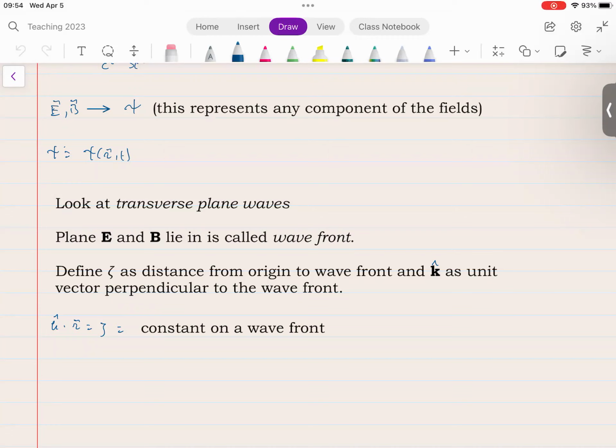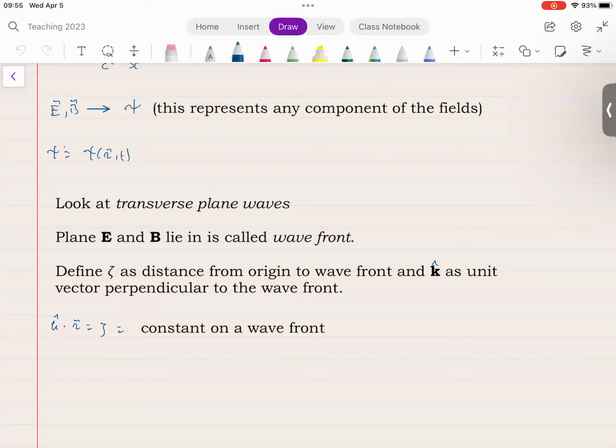And then I can also get the direction cosines of the unit vector k hat from my Cartesian coordinate system as k hat dot x hat, k hat dot y hat, and so on. Now, the vectors E and B are constant along the wavefront, which again is normal to k hat. They only vary in the zeta direction and time.